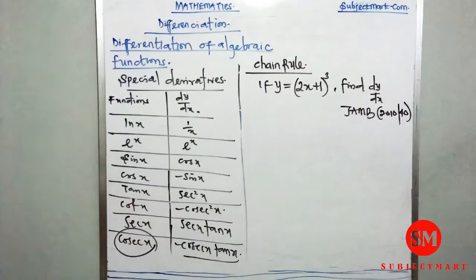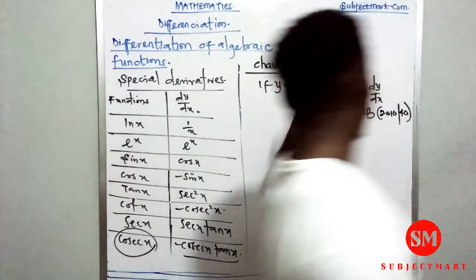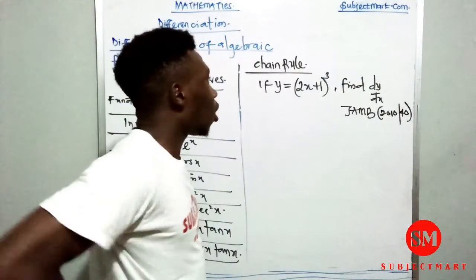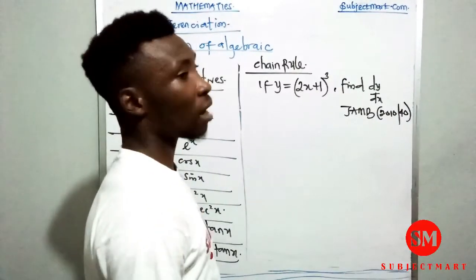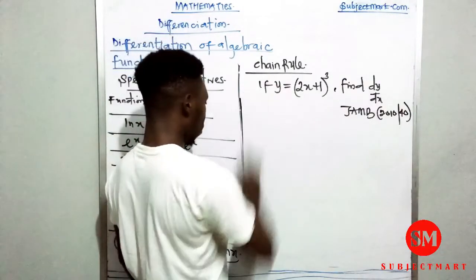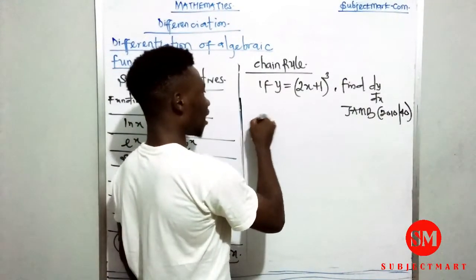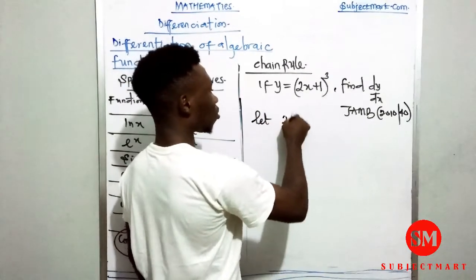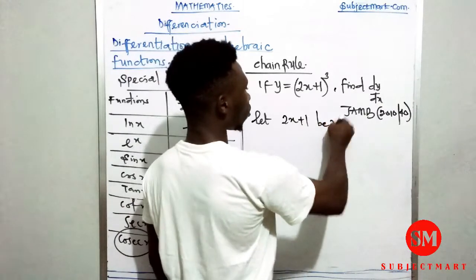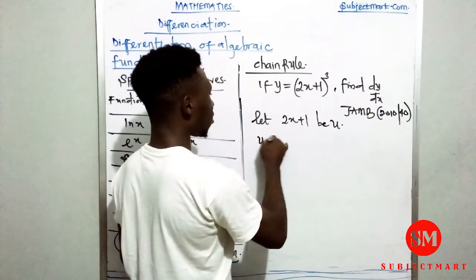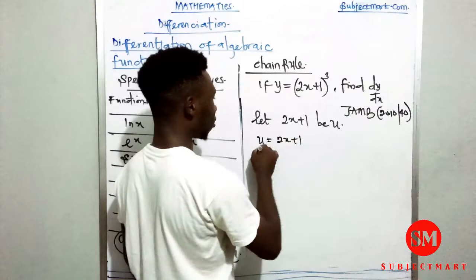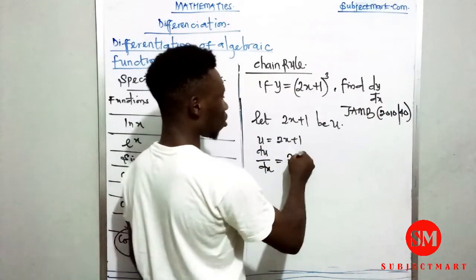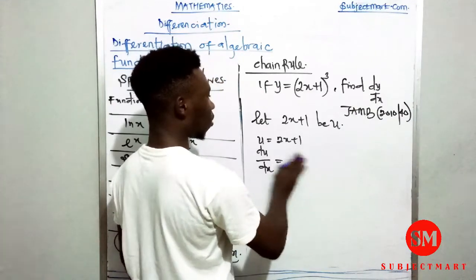So moving ahead with an example in chain rule, now look at this question. If y here is equal to 2x plus 1, all in bracket raised to power 3, find dy/dx. So in this kind of question, you make an assumption. Let the content of this bracket, that is 2x plus 1, be u. Therefore, u here is equal to 2x plus 1. Differentiate. du/dx here is equal to 2.